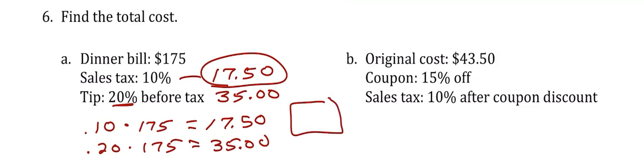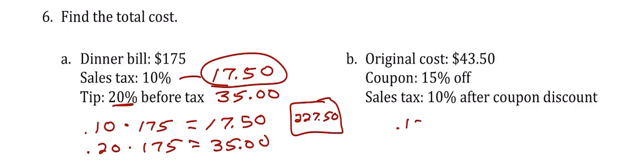And what we're asking for is the total right here. So our grand total for number 6 for an expensive dinner is $227.50. So let's just write that down. That is our total. Okay, let's go to the next one where we're actually saving money.